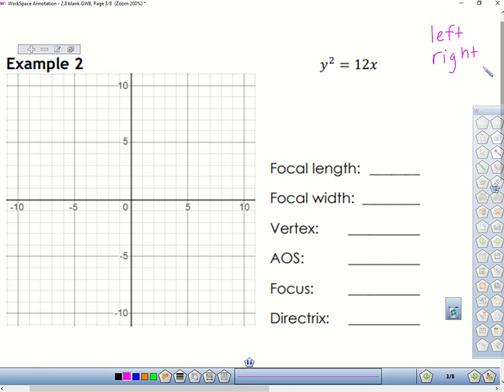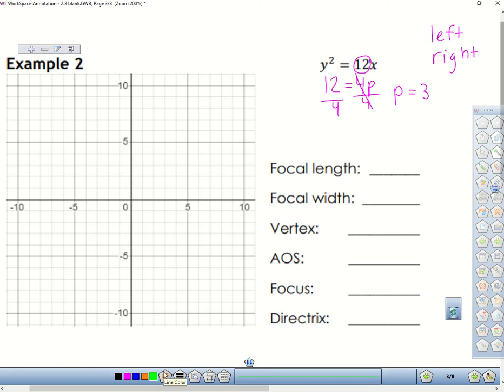So if the y is squared instead of the x, you're going to open left or right. Now you can't determine if we're going to open left or right until we know the p-value. To find the p-value, we take whatever that constant is on the outside, and we set that equal to 4p. And yes, you always set it equal to 4p, every time. Once you do that, you divide and you find the value of p, which is 3.